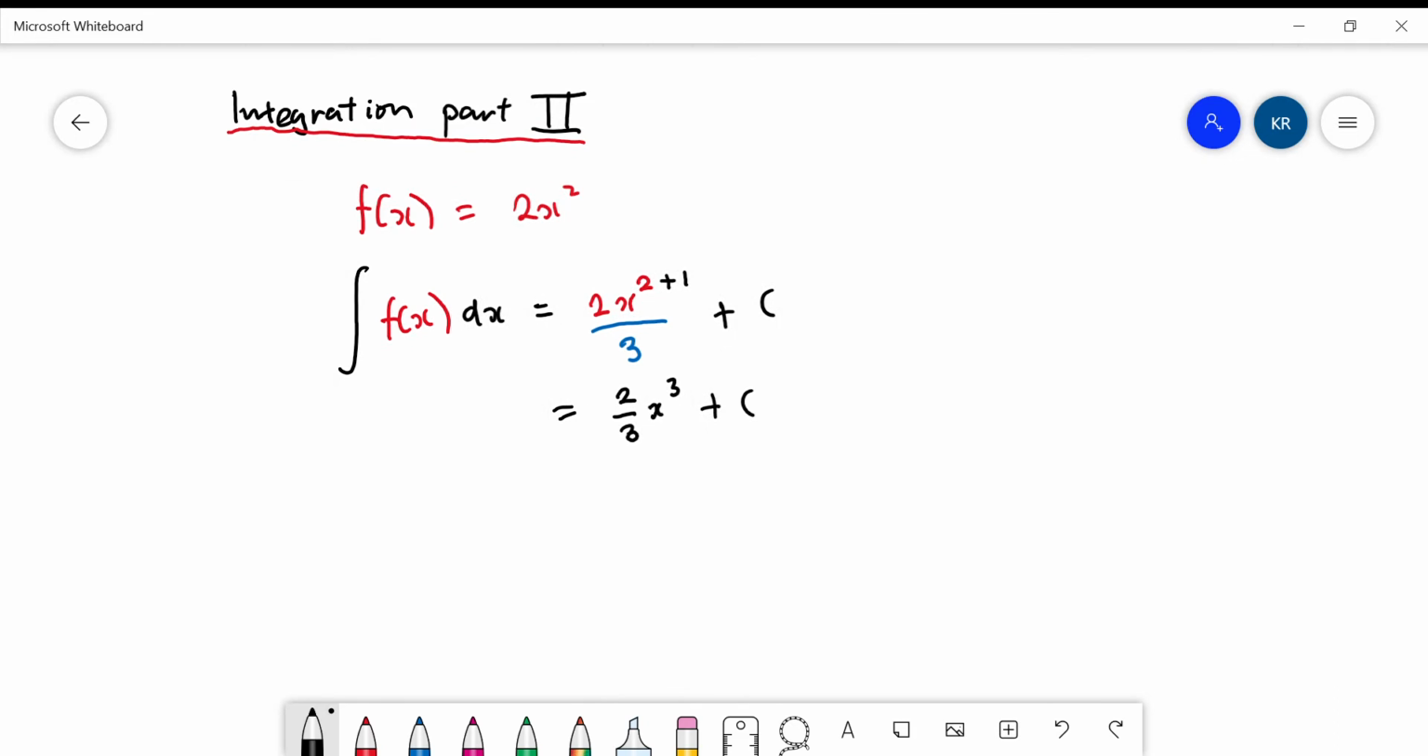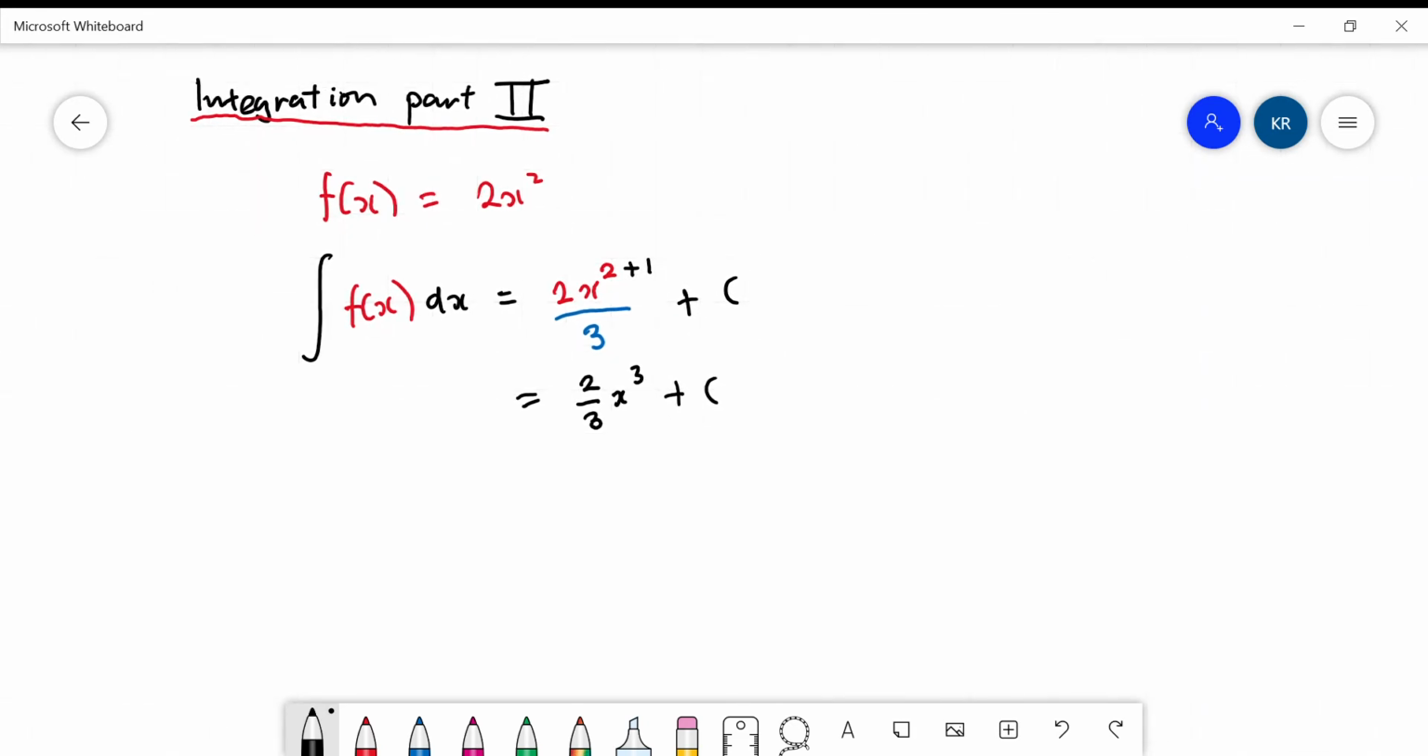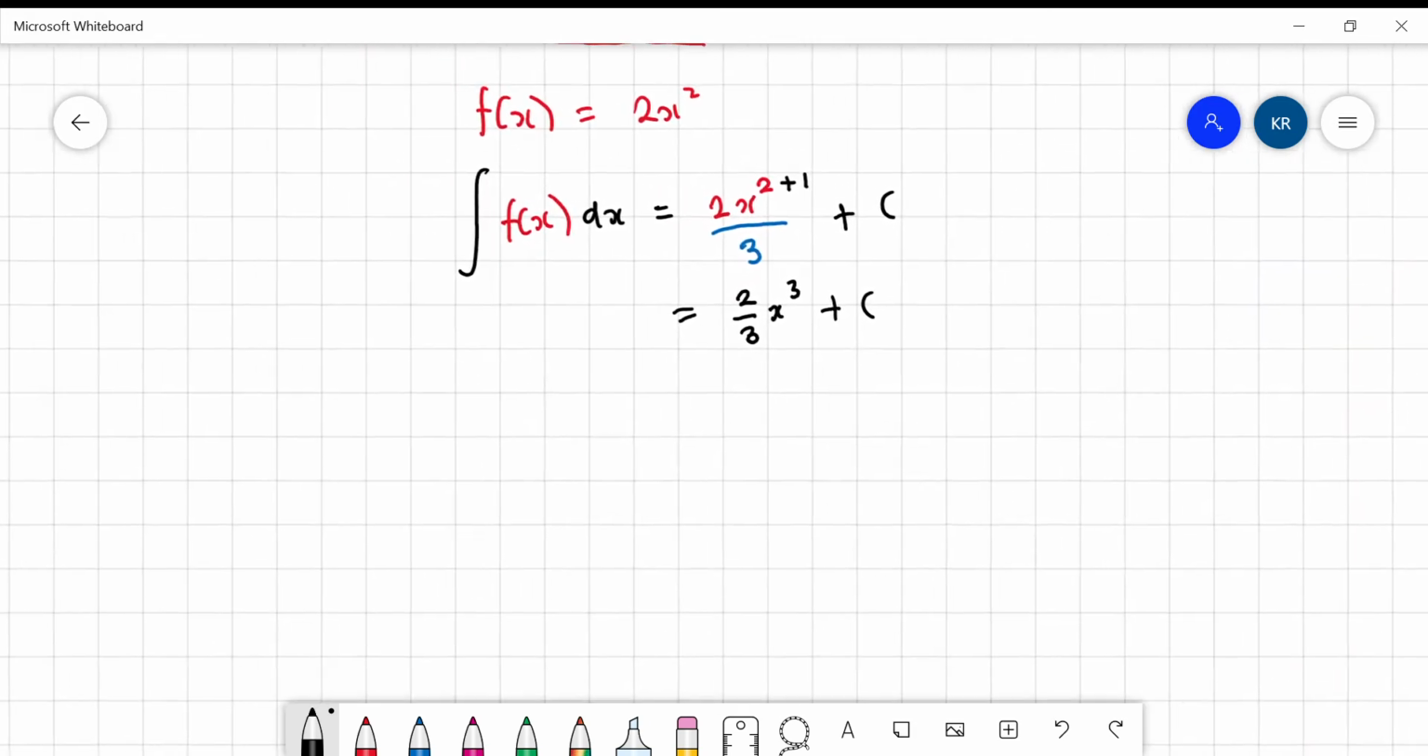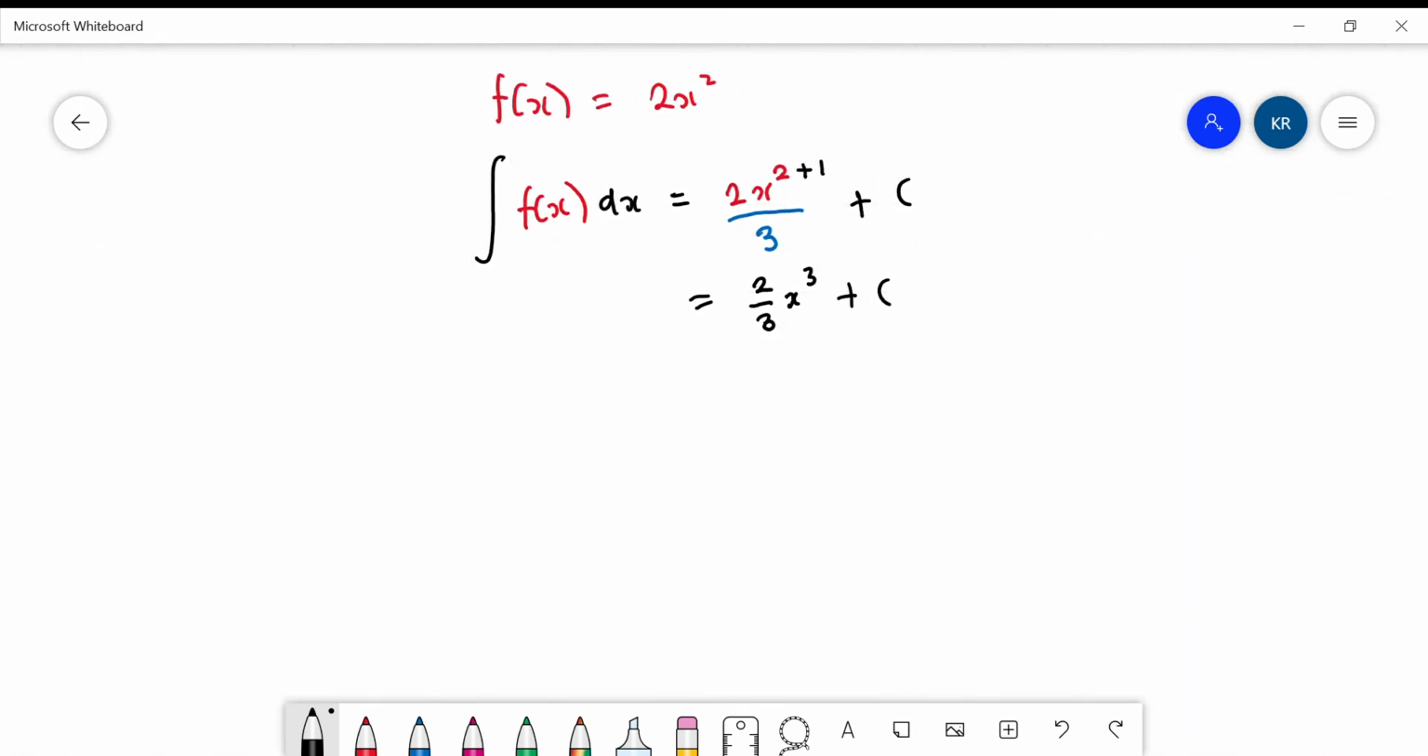So now, let me extend our definition of integration to functions such as g of x is equal to (2x plus 3) whole cubed, or h of x is equal to (4x plus 3) to the power 5.